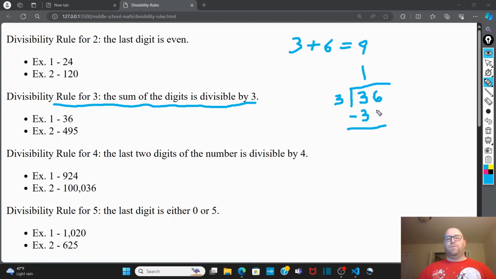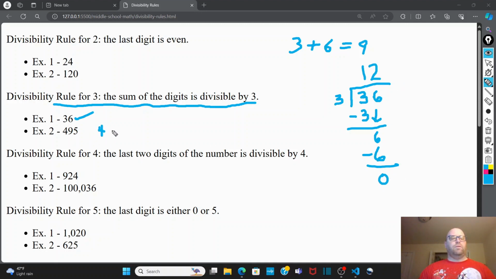3 minus 3 is 0. Bring down the 6. 3 goes into 6 twice. 2 times 3 is 6, so we're going to subtract 6. Have a remainder of 0. Yep, that one checks. All right, let's try this one.